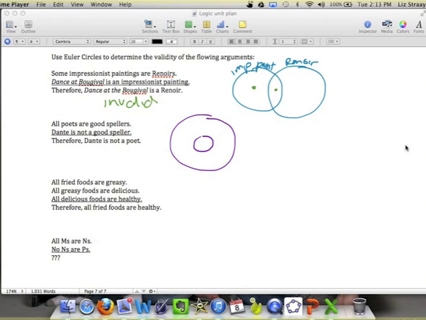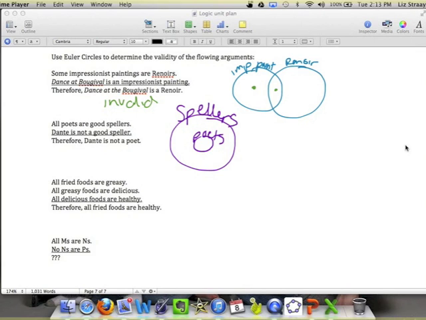So somebody give an answer and give an argument for why you think it's that way. All poets, 50-50, because not all poets can be good spellers. This says that all of them are. Not all spellers are good poets. So poets are inside. Because all of the poets should fit inside of the spellers.